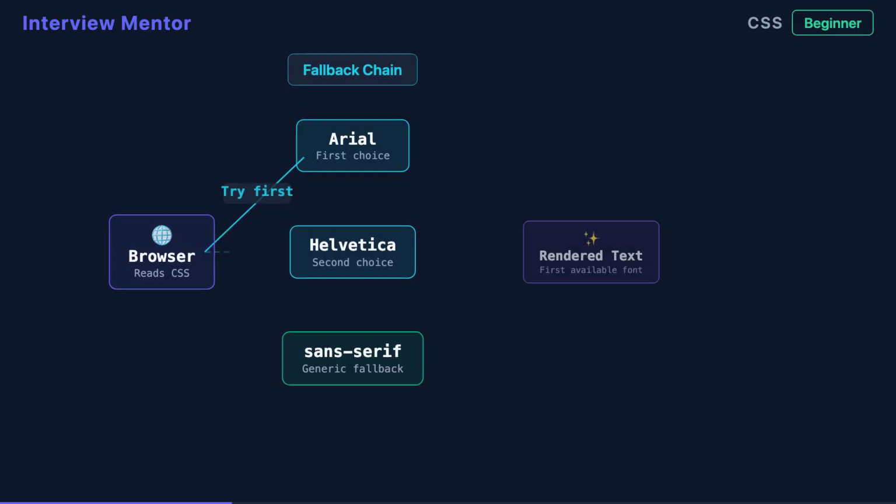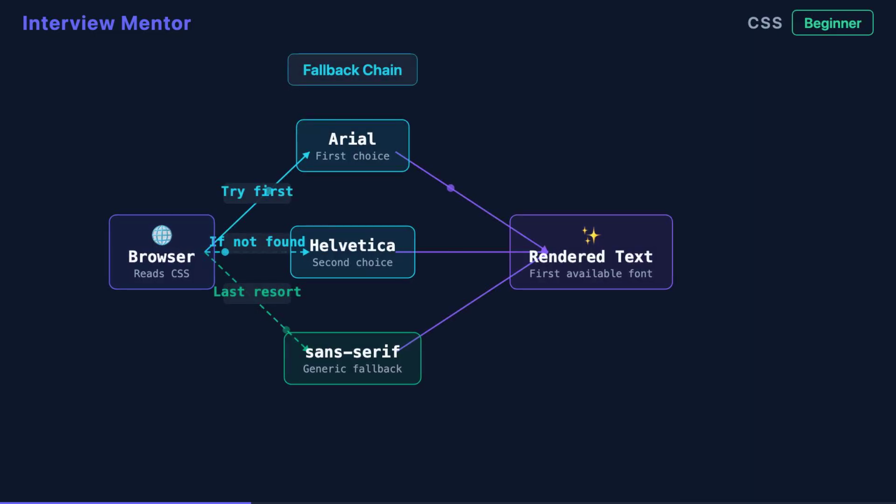Here's where it gets smart. You don't specify just one font. You provide a comma-separated list, and the browser tries each one in order until it finds a font that's installed on the user's system. If Arial isn't available, it tries Helvetica. If that's missing, it moves to the next option. This fallback chain ensures your text always renders, even if your first choice isn't available.